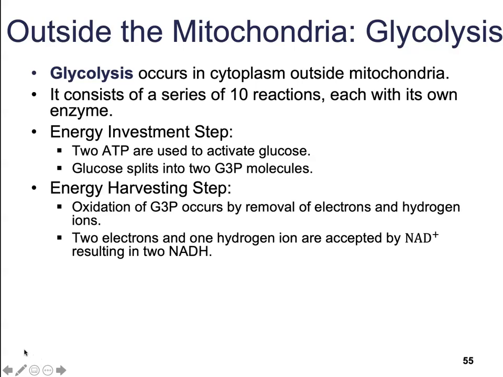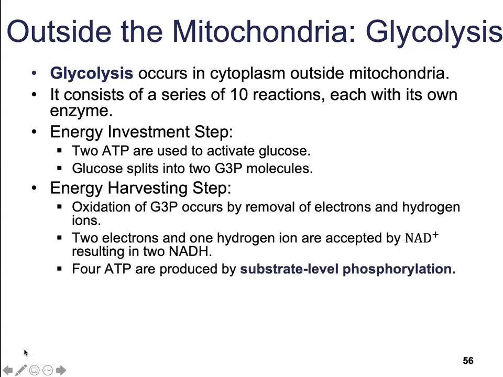2 electrons and 1 hydrogen ion are going to be accepted by NAD+, which will result in NADH. 4 ATP are going to be produced by substrate level phosphorylation. In other words, at the enzyme level, we're going to be producing ATP. An enzyme passes a really high energy phosphate to ADP, making it ATP.